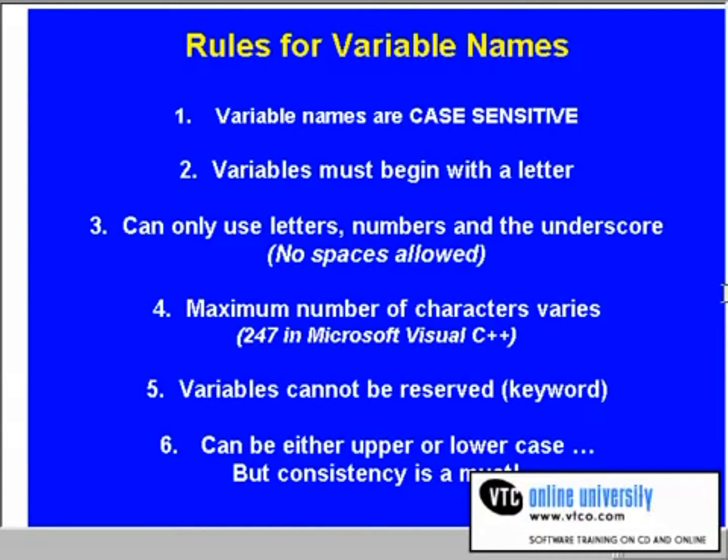A variable name cannot be a reserved word, sometimes called a keyword. Keywords have a special meaning in C and must be used for their intended purpose. And finally, you can use either upper or lower case, but due to C's case sensitivity, you must be consistent with the spelling of your variable names throughout your program. Ultimately, when you declare a variable, as long as you follow the rules mentioned here, it is up to you as to what the variable name is called.